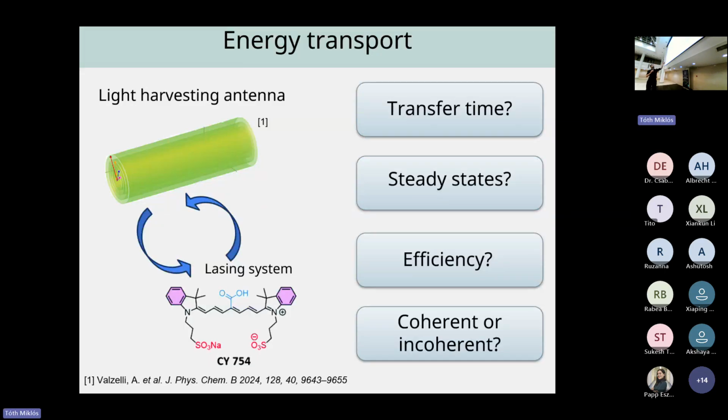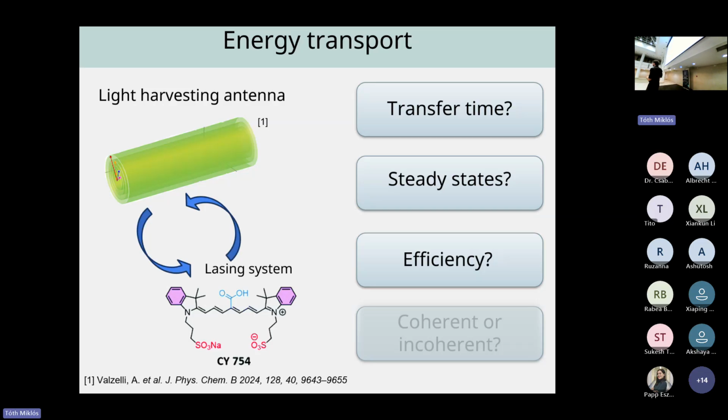that process? And something that we heard a lot about in the last few talks is: is this transfer coherent or incoherent? So how much does coherence help or inhibit transport? But actually, that's a question I do not want to address. Instead, we are really interested in finding an estimate for the transfer time and the efficiency, and thereby also, of course, for the steady state.